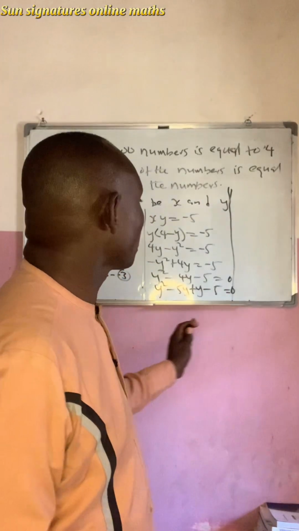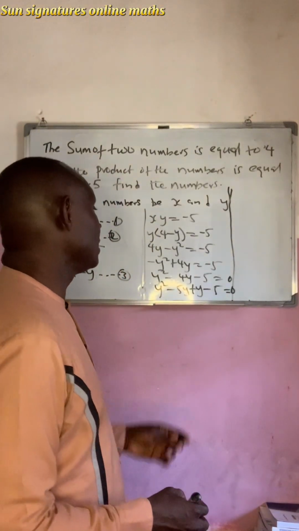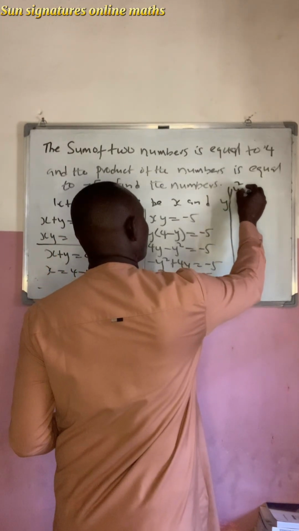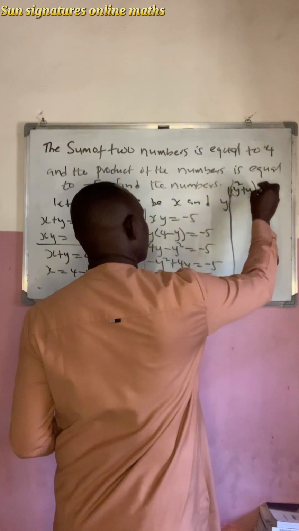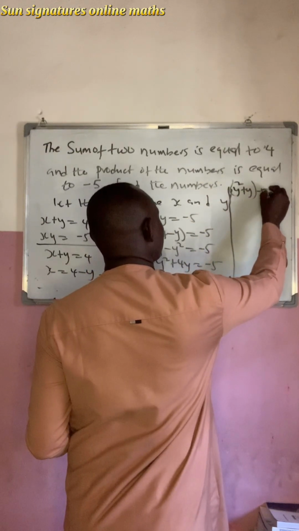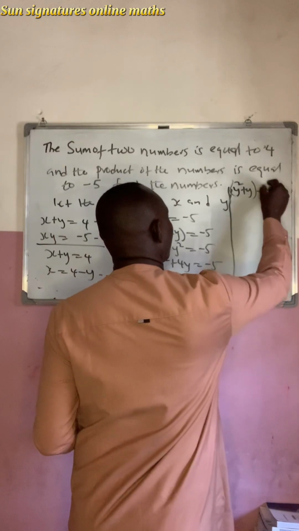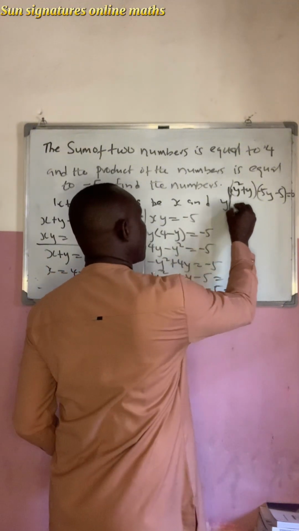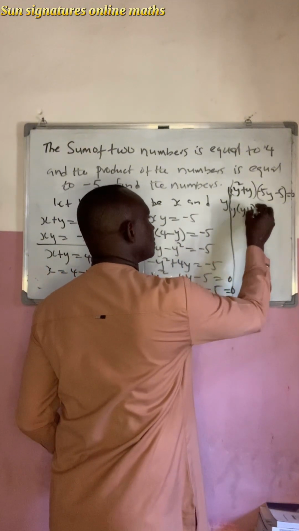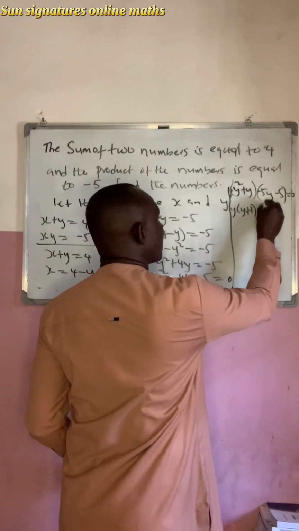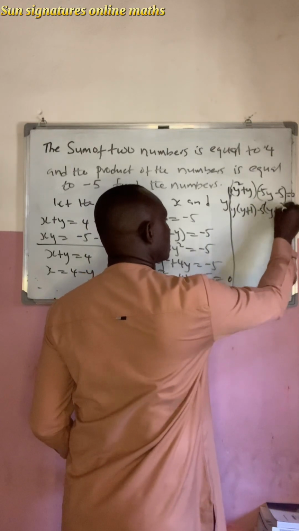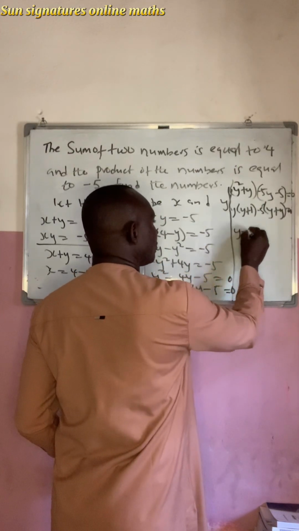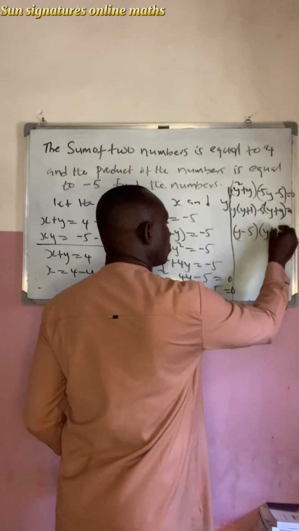Now you can factorize this equation by selecting like terms. Of course, you will see that y squared plus y will go together, then minus 5y minus 5 will go together, all equal to 0. Now, what is common here is y into y plus 1. Here is -5 into y plus 1, all equal to 0. So our factors, our solutions are y minus 5, y plus 1.